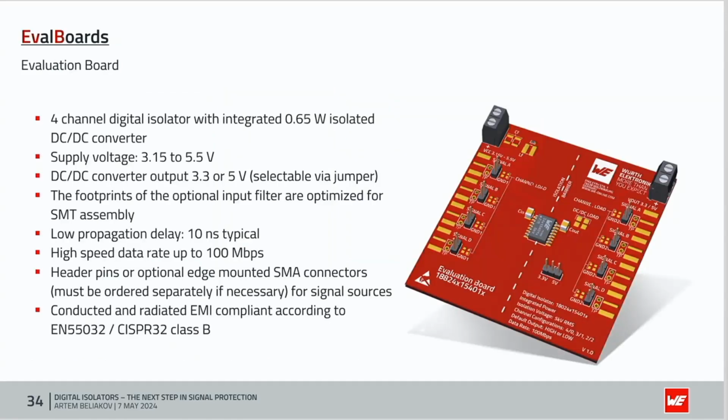For the 4-channel digital isolator with integrated DC-DC converter, we also offer evaluation boards, I mean, in total 6 evaluation boards for each part number. Supply voltage for this board is 3.15 to 5.5 volt, and output voltage is selectable, 3.3 or 5 volt. The data rate for this board is up to 100 megabit per second.